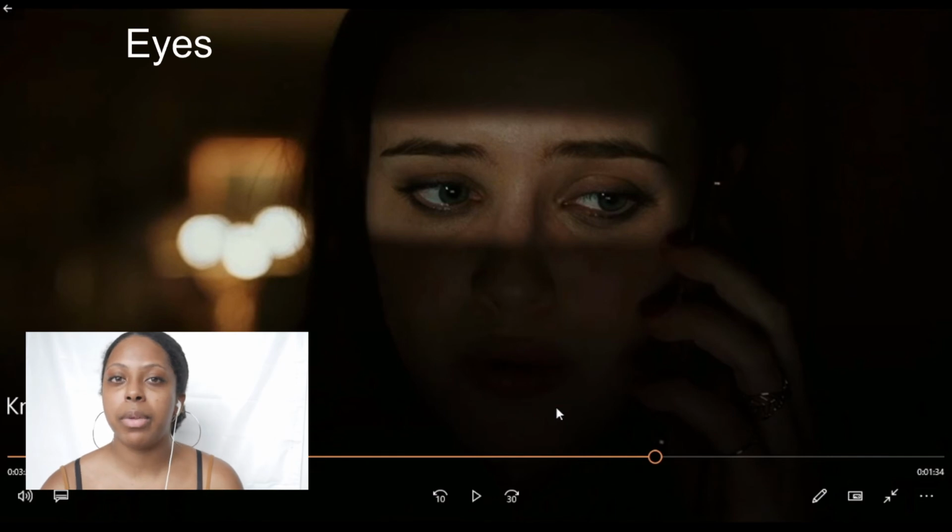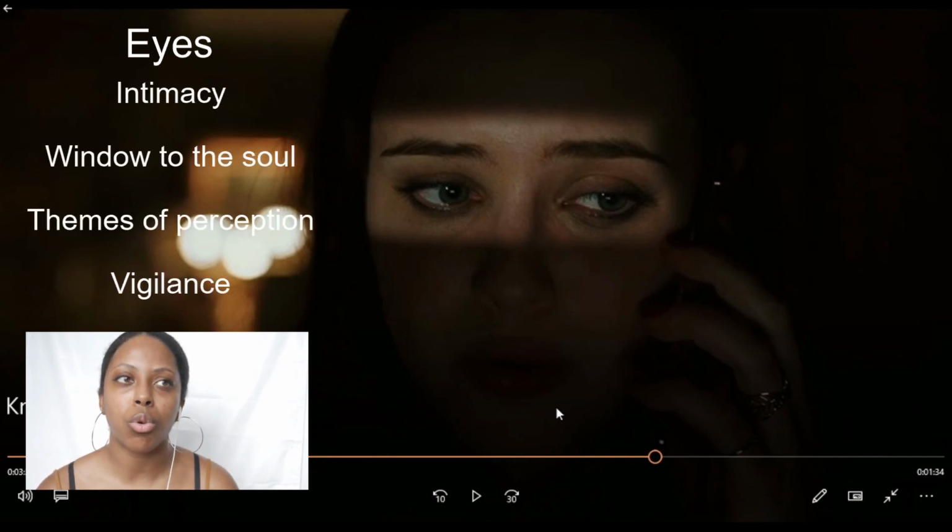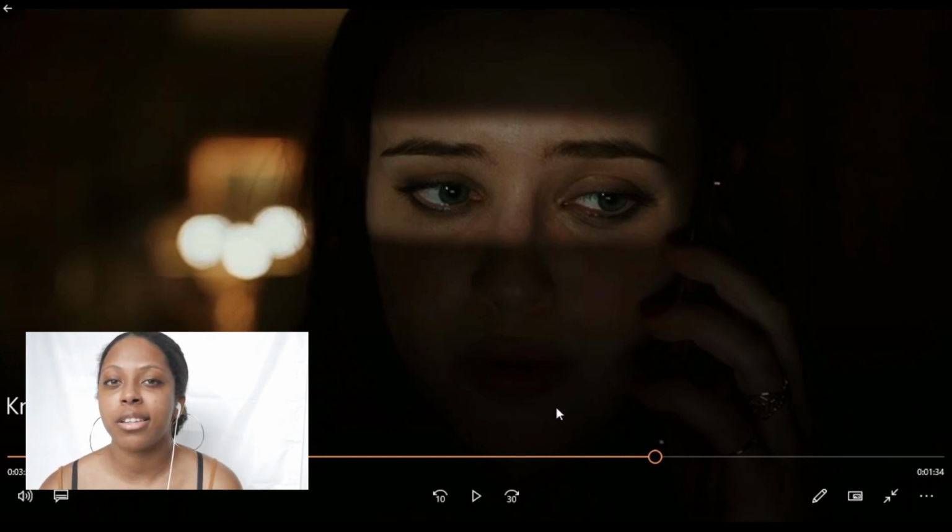Eyes typically mean a window into the soul. It makes everything so vulnerable. It makes you feel vulnerable. She can't be trusted. She cannot be trusted, and the family can't be trusted. You just know that it's wrong, right?